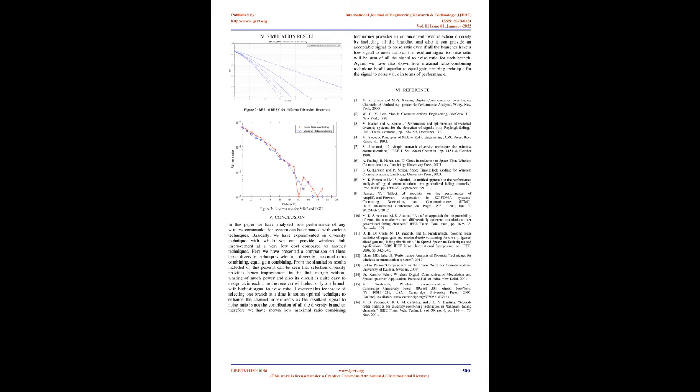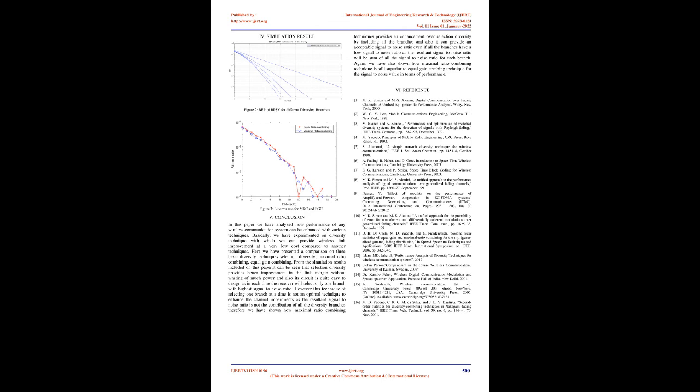V. Conclusion. In this paper we have analyzed how the performance of any wireless communication system can be enhanced with various techniques. Basically, we have experimented with diversity techniques, with which we can provide wireless link improvement at a very low cost compared to other techniques. Here we have presented a comparison of three basic diversity techniques: selection diversity, maximal ratio combining, and equal gain combining. From the simulation results included in this paper, it can be seen that selection diversity provides improvement in the link margin without wasting much power, and its circuit is quite easy to design, as each time the receiver will select only one branch with the highest signal to noise ratio.